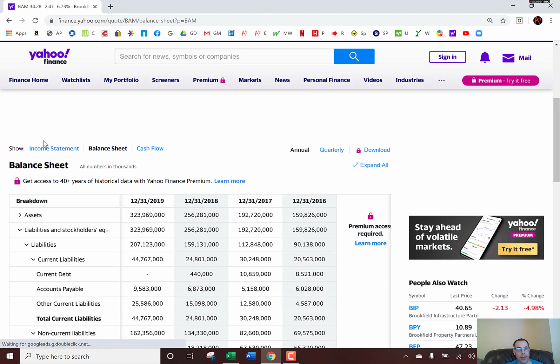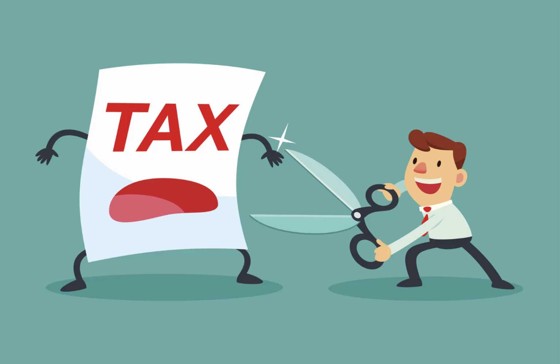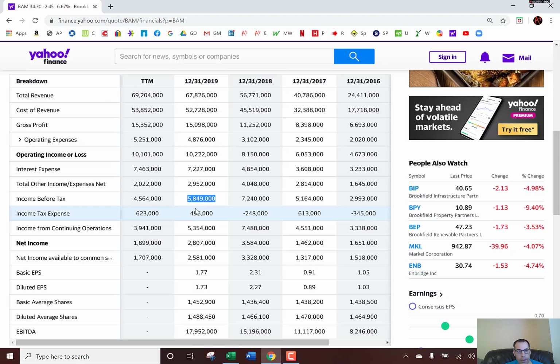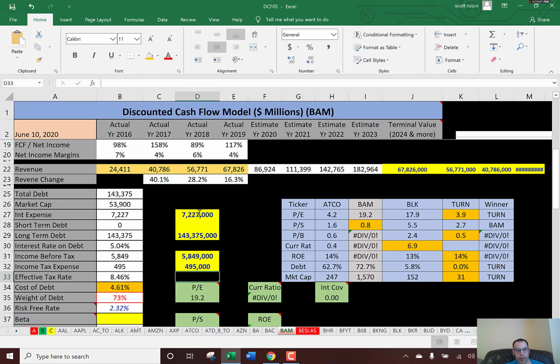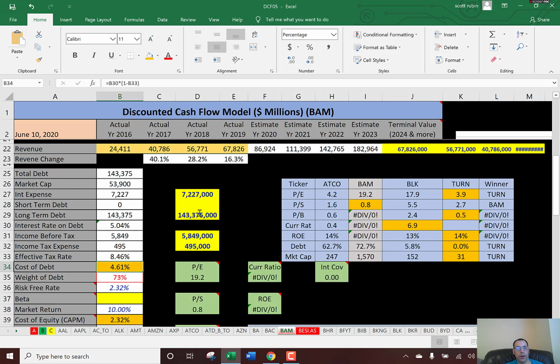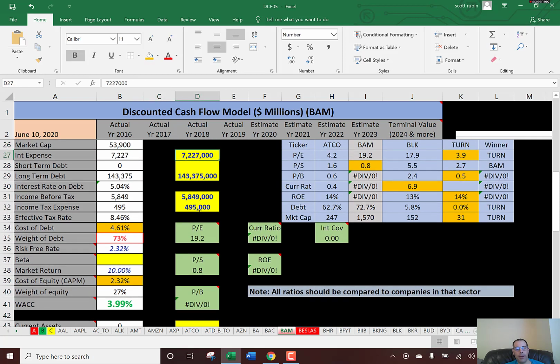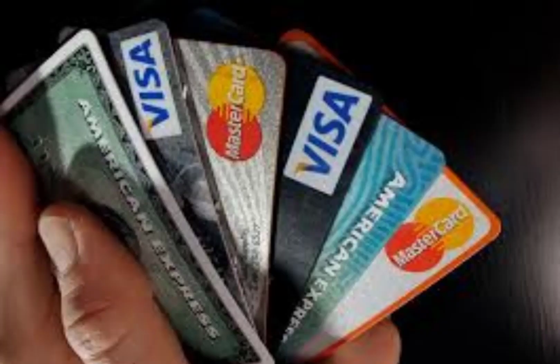And let's see their tax rate, because interest payments are tax deductible. So they pay the income before taxes $5.8 billion and $500 million in taxes paid, so 8.5% taxes. So their cost of debt it brings it down to 4.6%. It's still a kind of a high rate, but that's what they pay on their debt. So it's a big payment. Every year they pay $7 billion of interest on the debt. Imagine paying $7 billion of interest on your credit cards. Obviously you couldn't afford that, but that's a big number to pay.